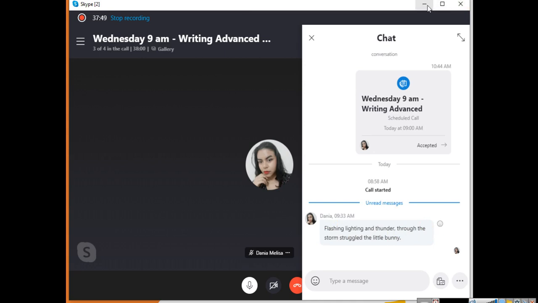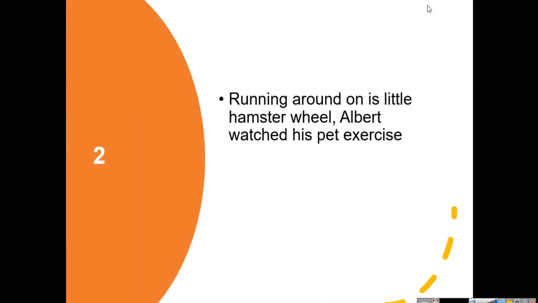Okay, now we're gonna do this one. Running around on his little hamster wheel, Albert watched his pet exercise. So let's try to find the mistake in this sentence. Was Albert running around on his little hamster wheel? Let's see what Milton thinks about that. Milton, what do you think is the mistake in this sentence?